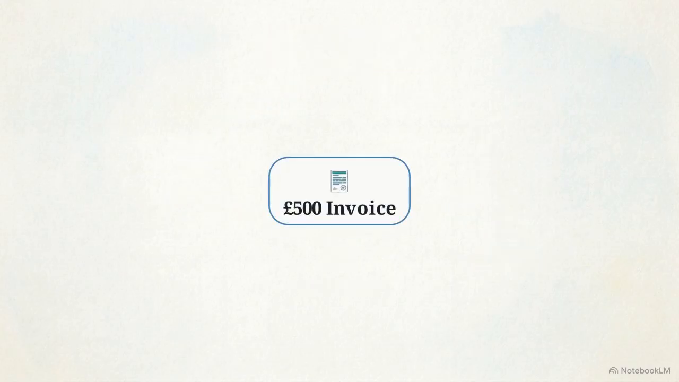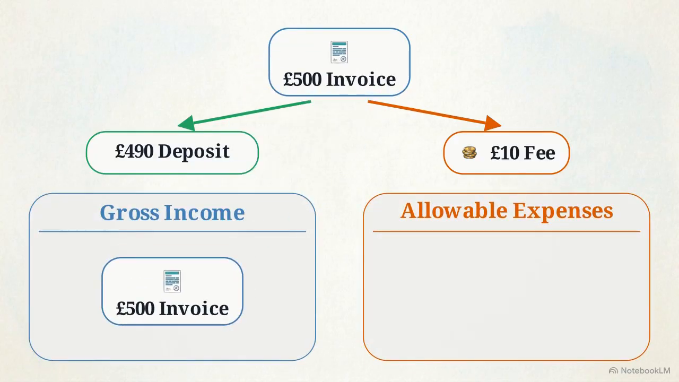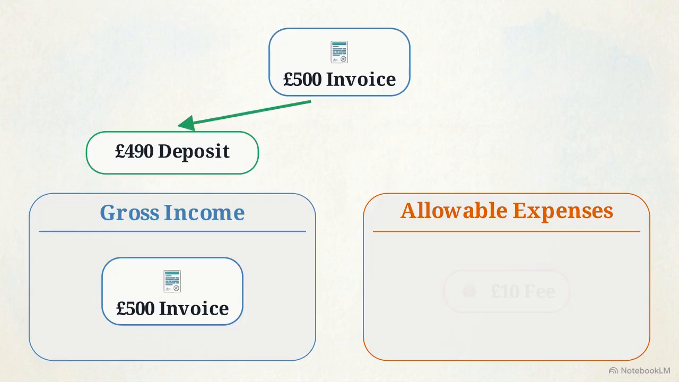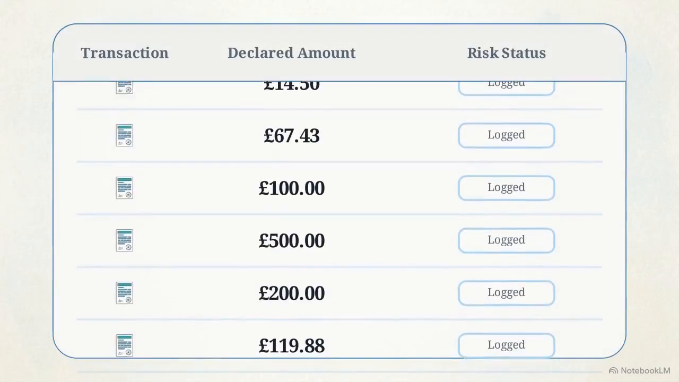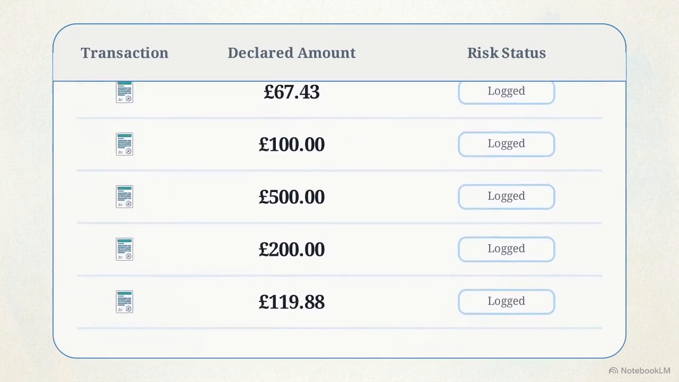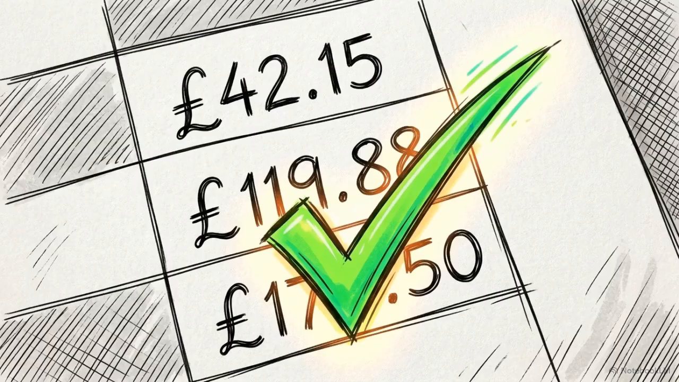Record income correctly. A client pays a $500 invoice, the processor takes $10, and your bank shows a $490 deposit. You must log the full $500 as gross income and record the $10 fee as a separate expense. Real business expenses rarely end in double zeros. A software subscription is $119.88, not $100. HMRC's risk profiling system flags submissions filled with round numbers because they appear estimated. Logging exact decimal amounts proves your data is backed by actual receipts.